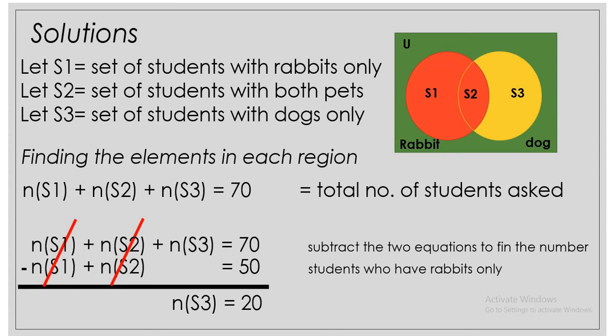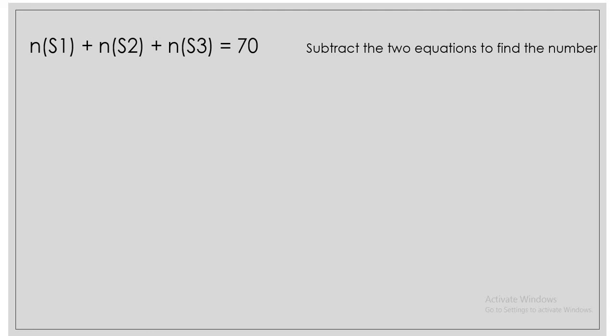So, meaning to say, our S3, which is the set of students with dogs only, alright, dun sa figure, makikita nyo yung yellow part, yan yung mga estudyante na ang inaalagaan ay dog lamang. So, ibig sabihin, our S3 is 20. So, sa kabuuan ng 70, may 20 estudyante na nag-aalaga ng aso lamang. So, we are now looking for the number of students na nag-aalaga ng rabbit only, which is S1, and nag-aalaga ng rabbit and dog, which is S2. Okay, so we have S1 plus S2 plus S3 is equal to 70.